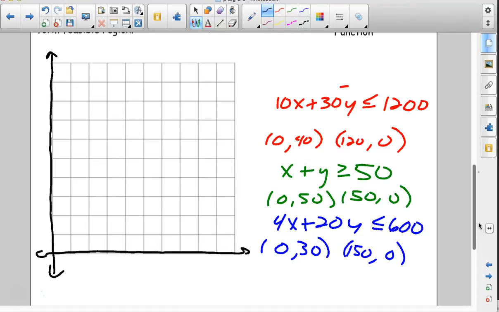So I take a look at this and say, I've got 40, 50, 30, and I've got 1, 2, 3, 4, 5, 6, 7, 8, 9, 10 little blocks here. So maybe I'll just go by 5s up the side. I'll take care of all of them. I'll be able to see my constraints.